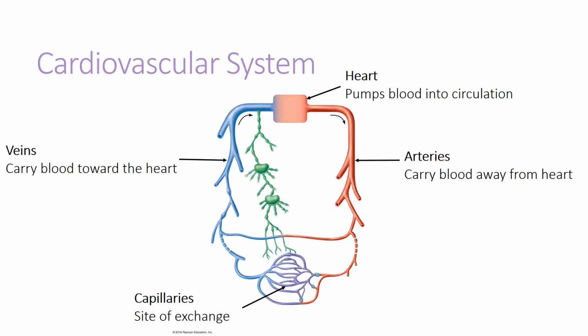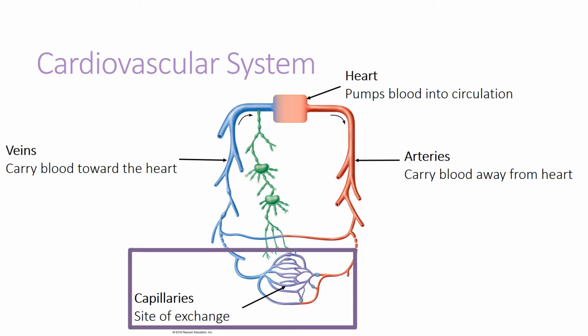As we said before, the cardiovascular system is a system because it includes a series of organs. The heart that pumps blood into circulation, the arteries that carry blood away from the heart, the capillaries which serve as the sites of exchange of nutrients and gases, and the veins that carry blood back towards the heart. Here, we want to specifically look at the capillary portion, the sites of nutrient and gas exchange.